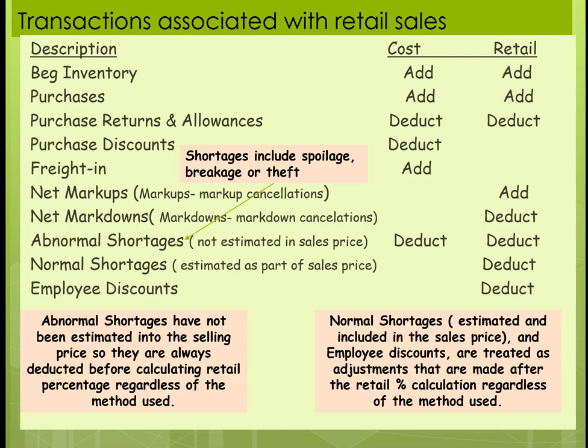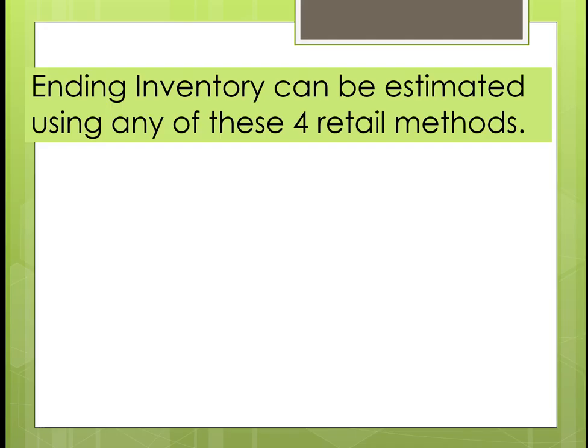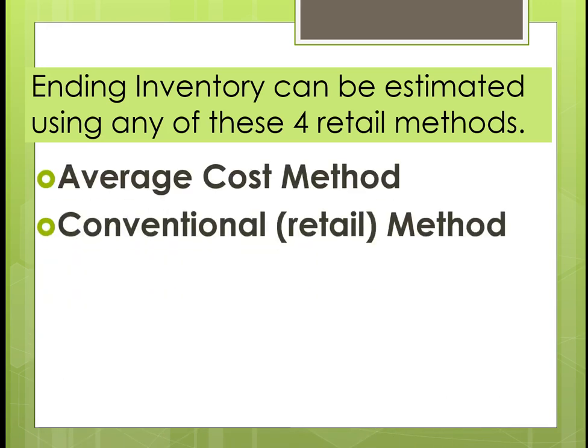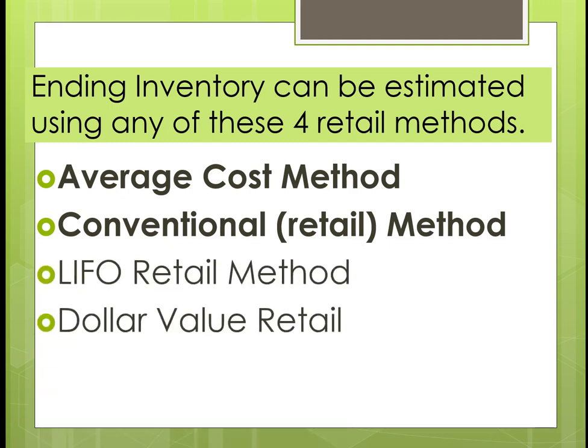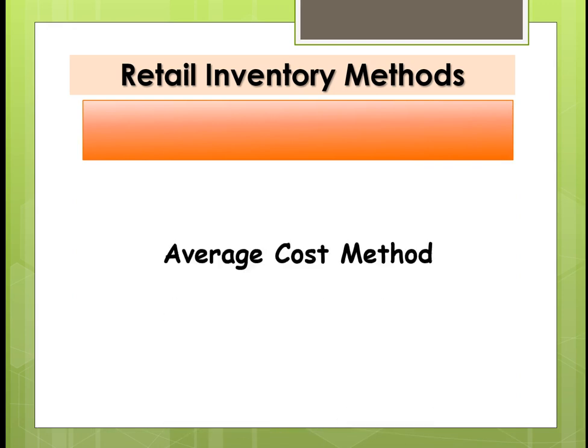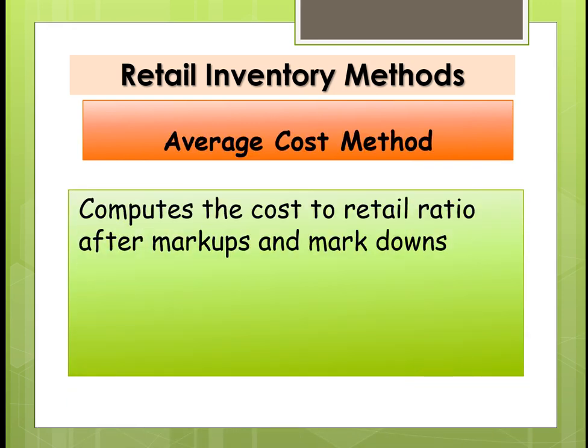Now, there are 4 methods we can use, and we're going to cover 2 of them in this presentation: average cost and the conventional retail method. Then in the next PowerPoint, we'll cover LIFO retail and dollar value LIFO. Retail inventory using average cost: we compute the cost to retail ratio after markups and markdowns. So, let's take a look at the formula. This is the one you probably should print out when you're doing it.